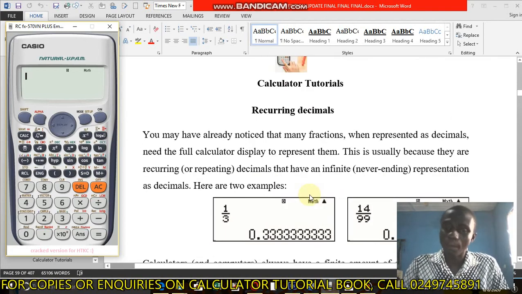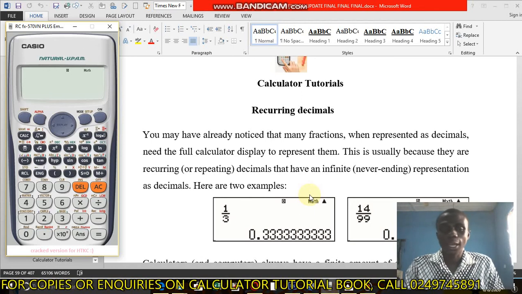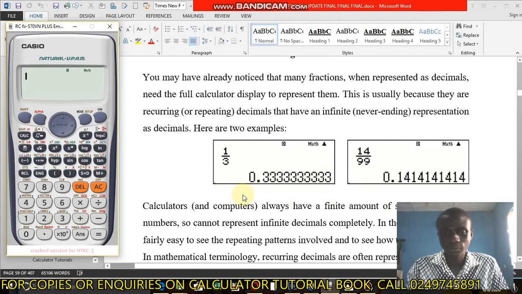Calculator tutorials. Now, the content of this calculator tutorial book introduces us to the topic and we tackle the subtopics with our calculator. You may have already noticed that many fractions, when represented as decimals, need the full calculator display to represent them. This is usually because they are recurring or repeating decimals that have an infinite and never-ending representation as decimals. Here are two examples. Now, let's go to our screen.